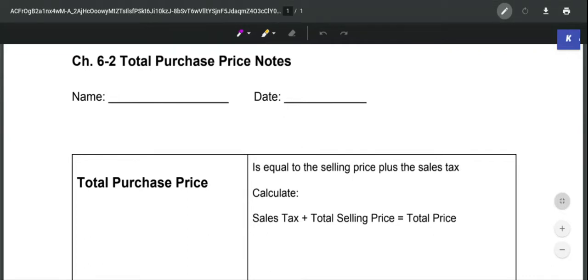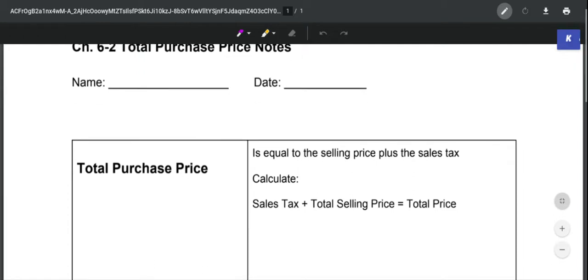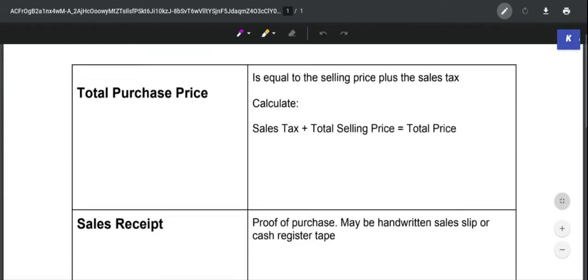This should be another quick video. Section 2 for Chapter 6 is about calculating the total purchase price after you figured out what your sales price is. So here's how we're going to do this. We're going to find our sales tax like we did in the last section on the last homework, and then add that to the actual original selling price before the tax. That's going to give us our total price.